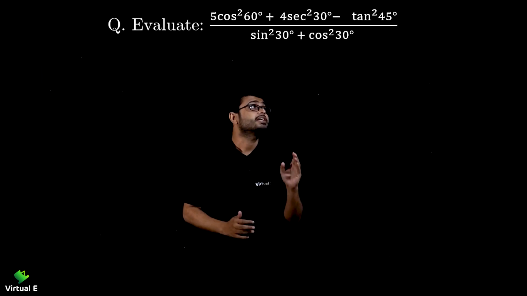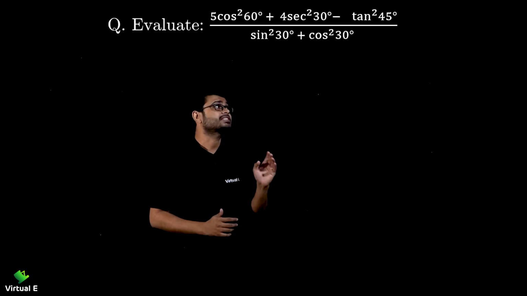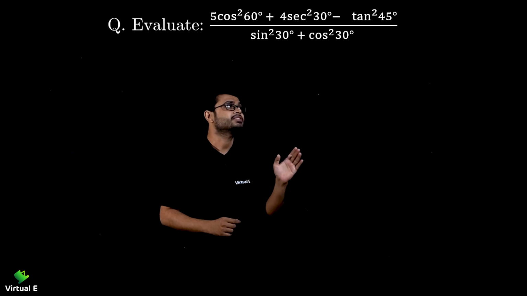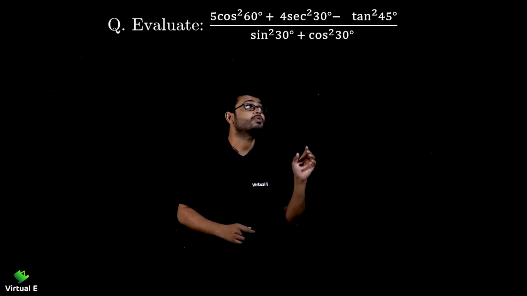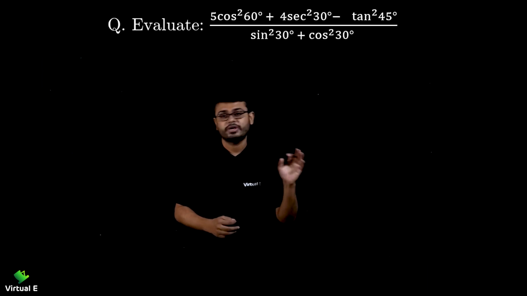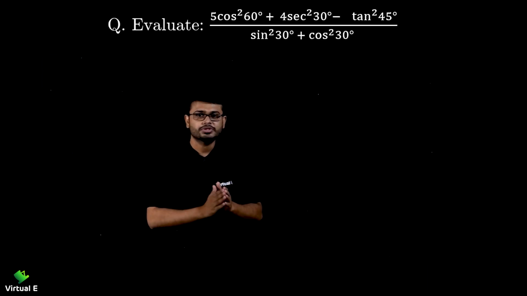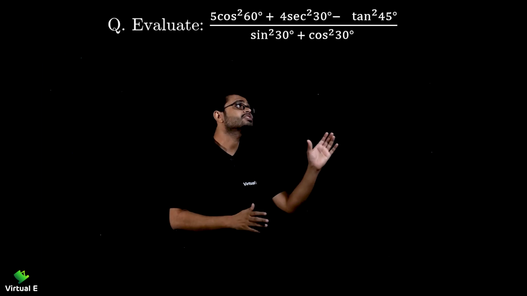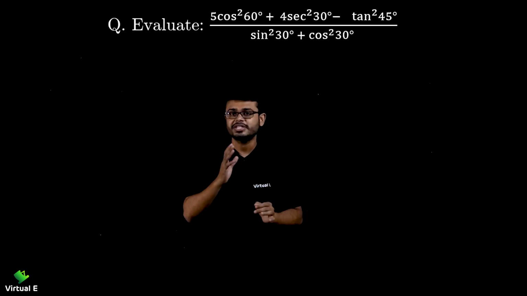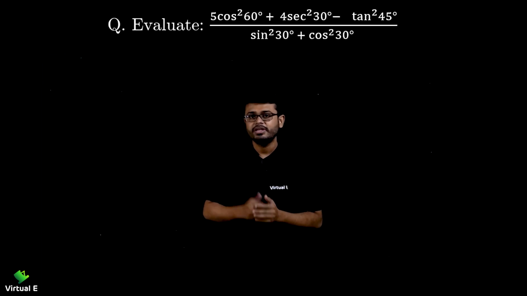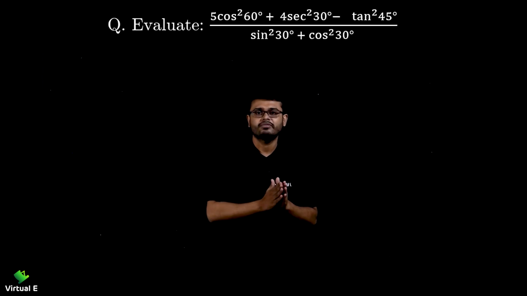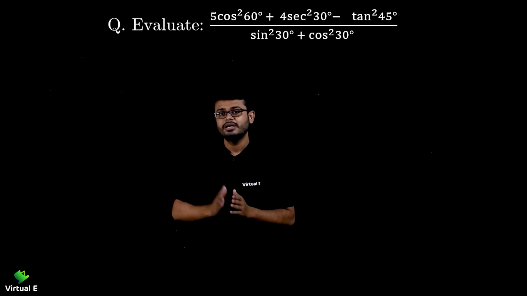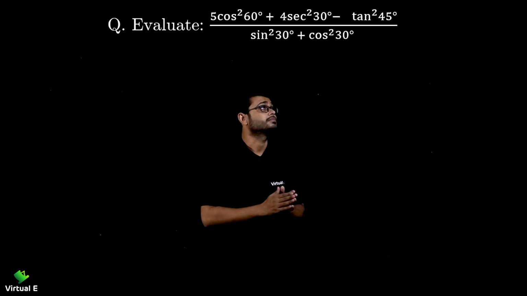5 cos square 60 degree plus 4 sec square 30 degree minus tan square 45 degree, and numerator sin square 30 degree plus cos square 30 degree. Now in this question, I'm going to simplify numerator and denominator separately. In the previous question we did it together. You can do that as well. Both ways it can work out. You are going to get the correct answer.